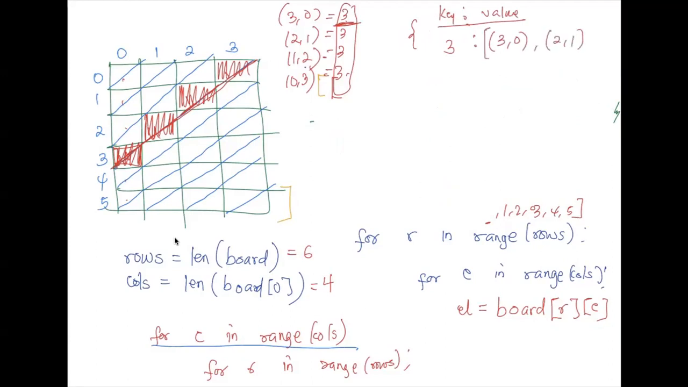Let's take a different diagonal and prove it. Let's take this diagonal here. If we are here, this is 5, 1. So we have 5, 1. Let's take the next one. This is 4, 2. And this is 3, 3.